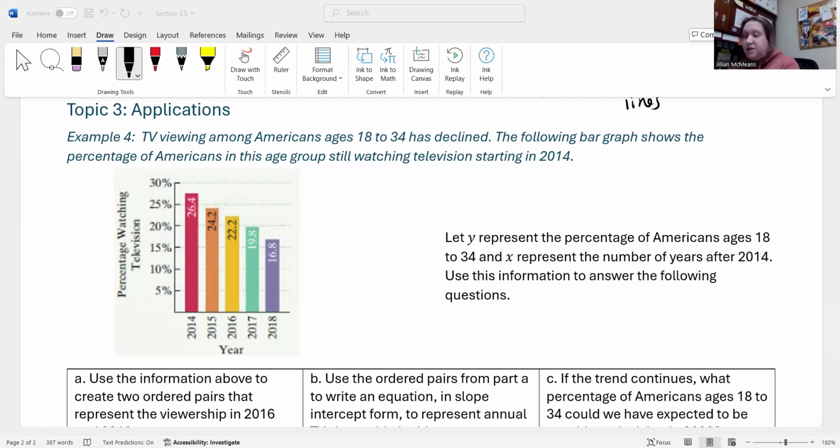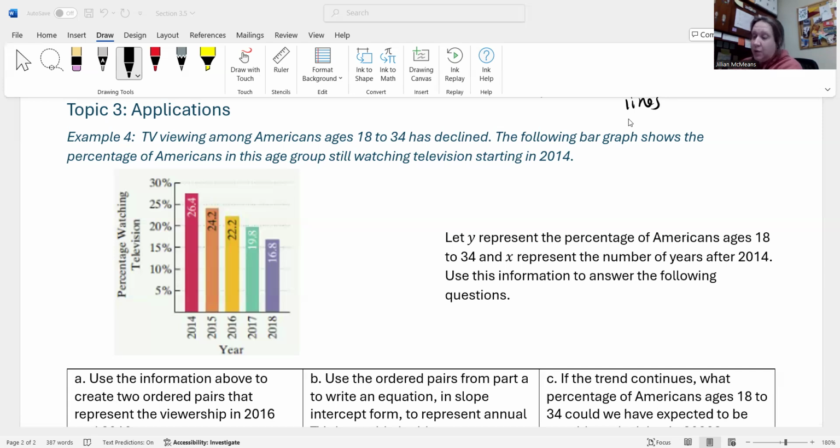Example 4 says TV viewing among Americans ages 18 to 34 has declined. The following bar graph shows the percentage of Americans in this age group still watching television starting in 2014. Along the y-axis, we have the percentage of people watching TV, and along the x-axis, we have the year, starting in 2014. This particular bar graph goes through 2018.